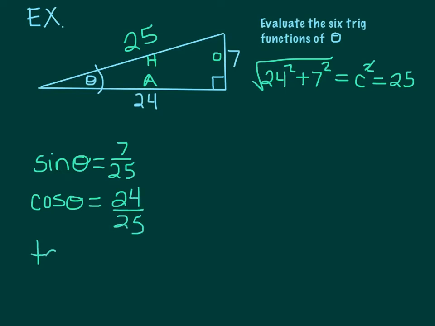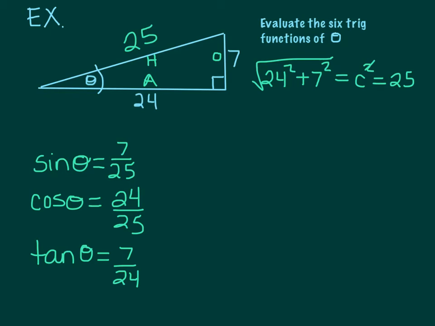Tangent theta, and make sure when you're writing these that you write the trig function tangent, you write the variable of the angle theta, because tangent is an operation, theta is the angle that we're doing it to, and tangent theta, TOA, 7 over 24. Don't just put tangent equals, or just tangent. Put tangent theta equals 7 over 24.